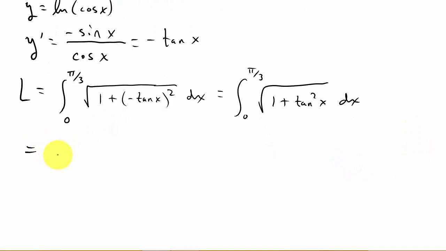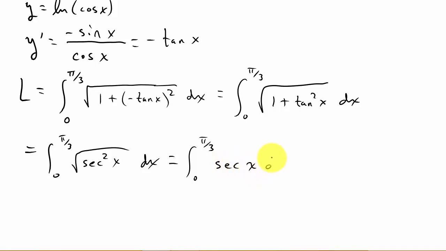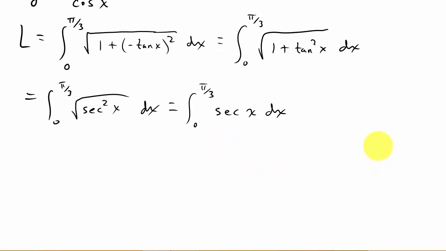Alright, so let's think real hard about our trig identities. This is going to be 0 to pi over 3 of the square root of, and do we remember what 1 plus tangent squared is? Remember, that's the same as secant squared. Okay, 1 plus tangent squared is secant squared. That's one of your Pythagorean identities. And so we go from 0 to pi over 3, and the square root of secant squared is secant x dx. Alright, so now we've got to integrate this.